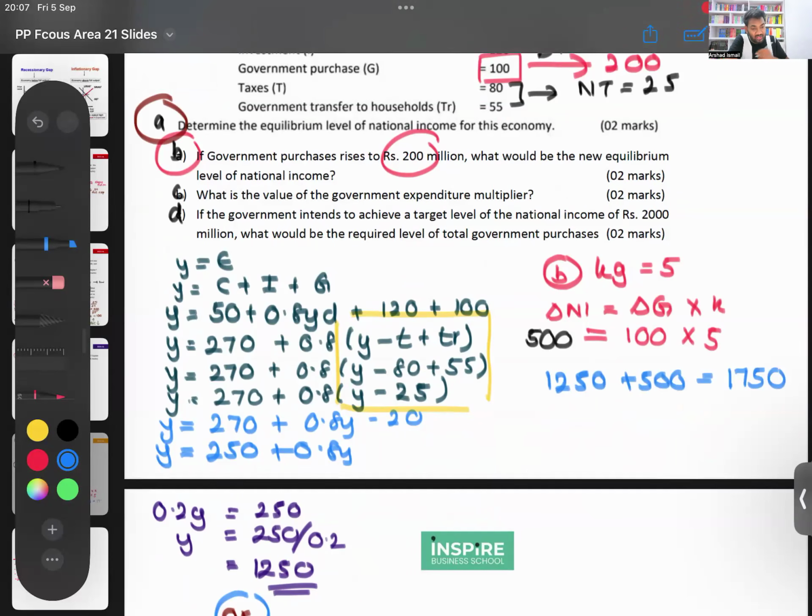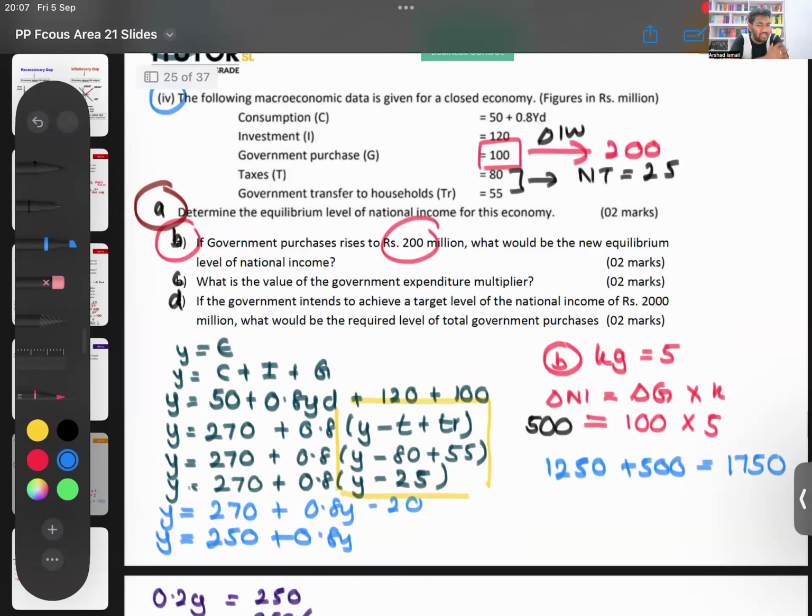Or else what you can do is do the question all over again. Instead of putting government purchases 100, now put 200 and see. But that gives an impression to the examiner that, look here, I don't know the multiplier. Do it with the multiplier and say, look here, if this goes up, this will increase by 500. Therefore, this will become 1,750. So you use the multiplier, that's easier.